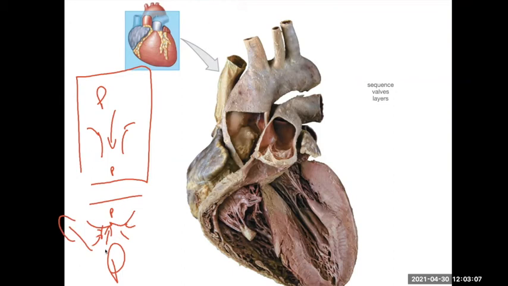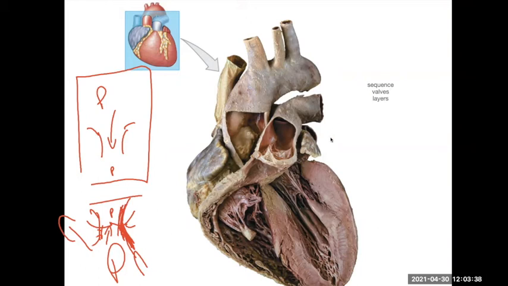So they'll close due to that, just like the valves in your veins will close. But the pressure here is so great that it would actually blow these back open if it weren't for your papillary muscles, because they contract and pull them down. They're pulling against the pressure, in the opposite direction, to keep them from going back in. And that's the whole purpose of those.